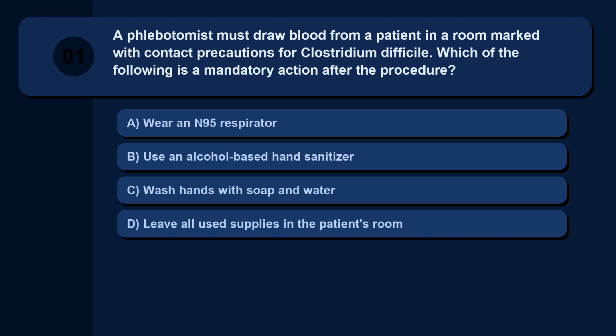Clostridium difficile forms spores that are resistant to alcohol-based sanitizers. Therefore, proper infection control requires washing hands with soap and water to physically remove spores and prevent transmission.